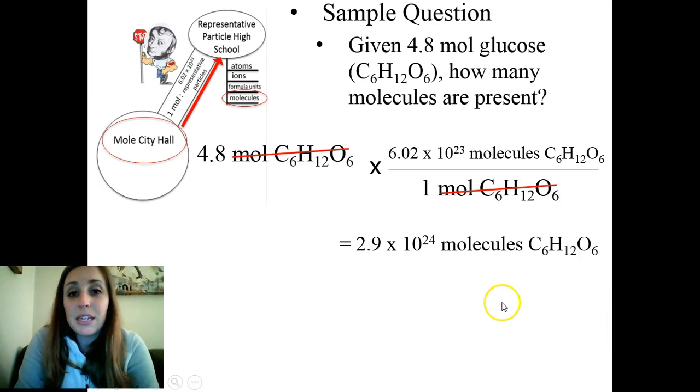I also want to point out the significant digits. So this has 4.8 that has 2 digits in it, so I wanted to keep 2 digits in my answer. I think it was like 2.88 or something. I did it a while ago, so that bumps the 8 up to a 9.